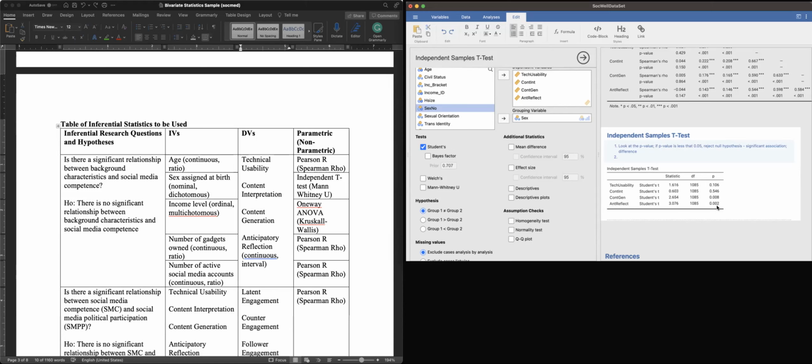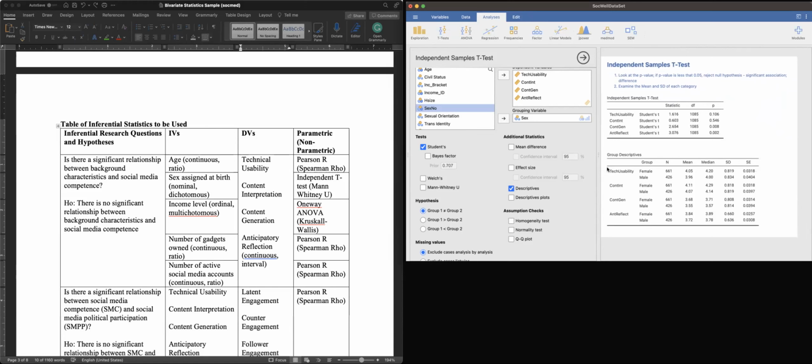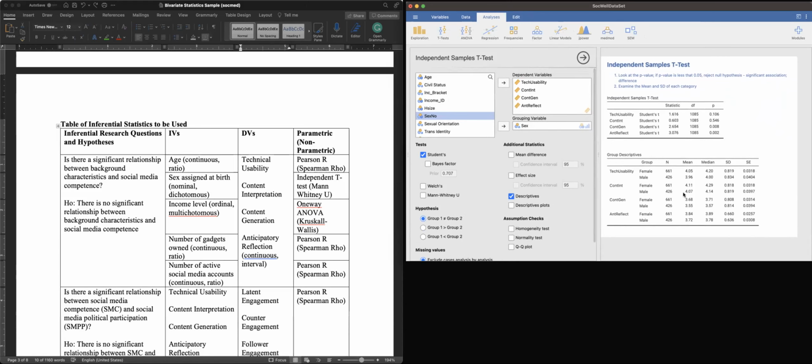But the next question is, who is higher? Is it the males or the females? And how do we get that insight? You examine the mean and SD of each category. So how do we now get that? Descriptive. Regardless of whether you have rejected the hypothesis or not, whatever you placed in this command, they will generate. So they generated technical usability and content interpretation, but we will not investigate those because the p-value is not less than 0.05. So we will only investigate content generation and anticipatory reflection.